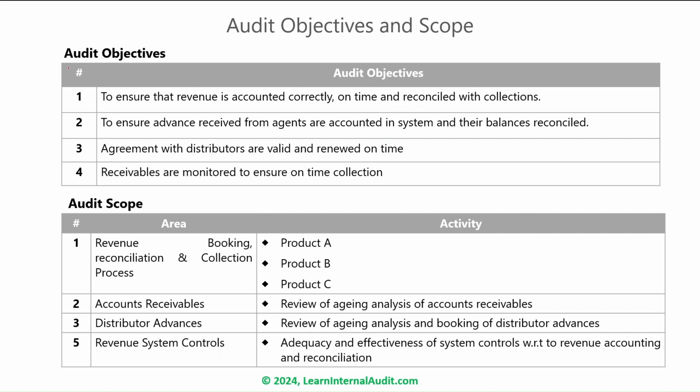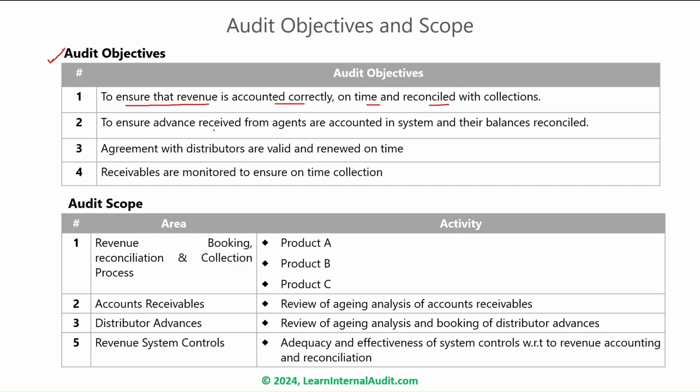First we start with the audit objectives and scope. In an objective, you define the purpose of the audit. So what are the general purposes that you see? For example, when you're doing a revenue audit, the objective would be to ensure that revenue is accounted correctly on time and it is reconciled with the collections.